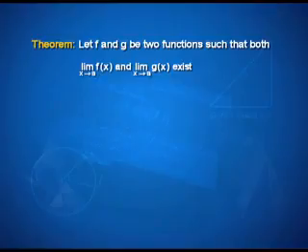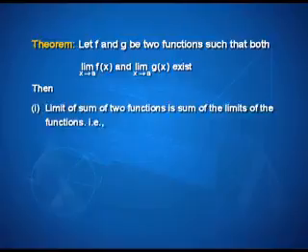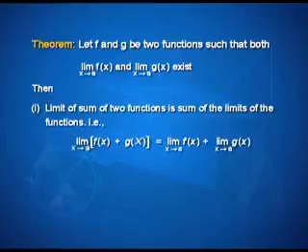Let f and g be two functions such that both limit of f of x as x tends to a and limit of g of x as x tends to a exist. Then, first, the limit of the sum of two functions is the sum of the limits of the functions, that is, limit of f of x plus g of x as x tends to a is equal to limit of f of x as x tends to a plus limit of g of x as x tends to a.